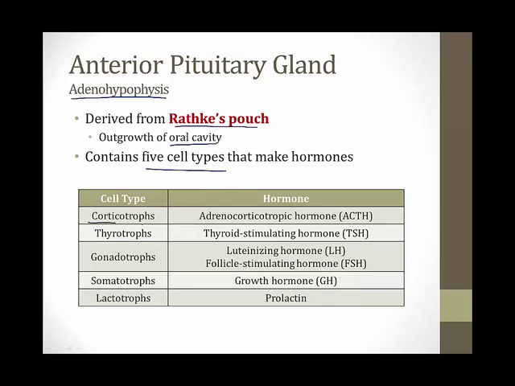There are cells called corticotrophs, which make ACTH. There are thyrotrophs, which make TSH. Then there are the gonadotrophs, which make the reproductive hormones LH and FSH. Then there are somatotropes, which make growth hormone, and finally there are lactotrophs, which make prolactin.